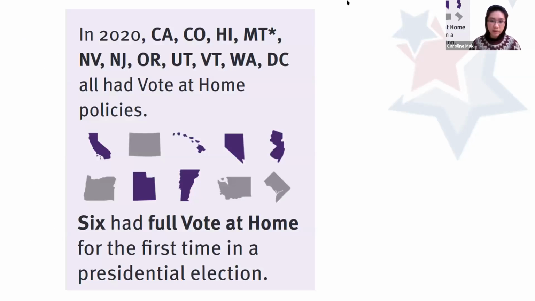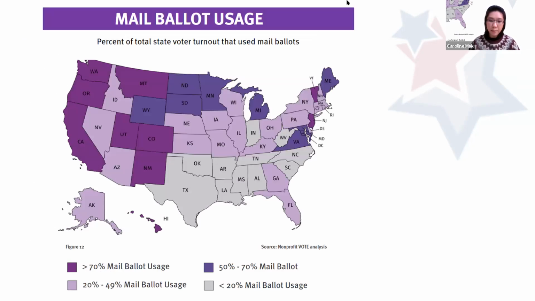So in 2020, here are the states that had vote at home policies, and 6 actually had full vote at home for the first time in a presidential election. You can see this chart in the report. You'll also be able to find in the report this map of where mail ballots are gaining usage. And you can see how we broke down the percentages of mail ballot usage in the different colorings. So now to same-day registration.